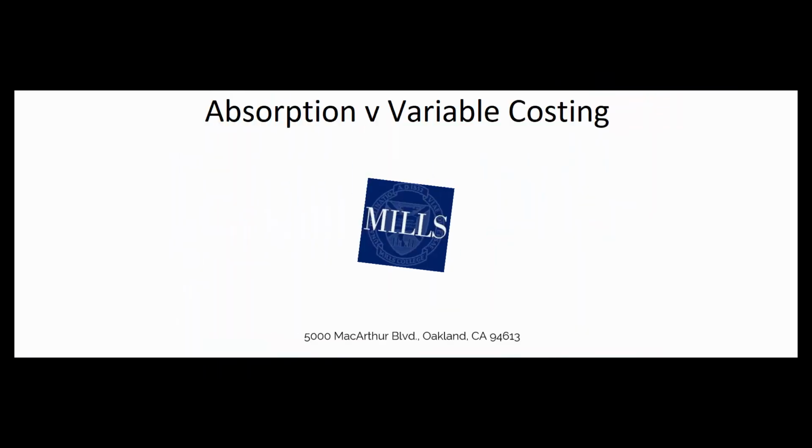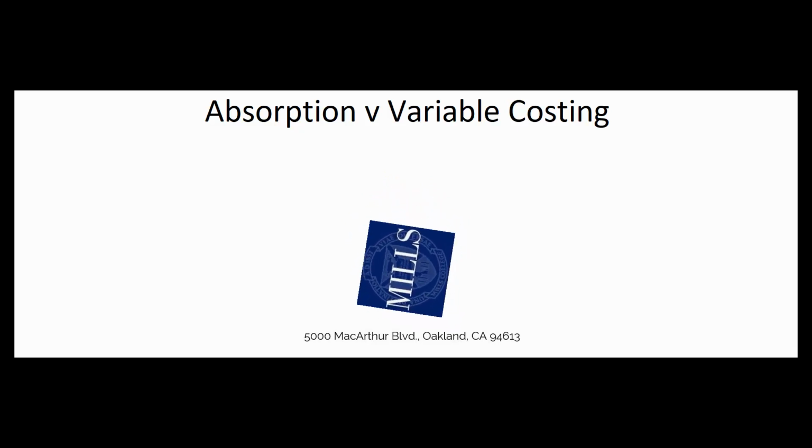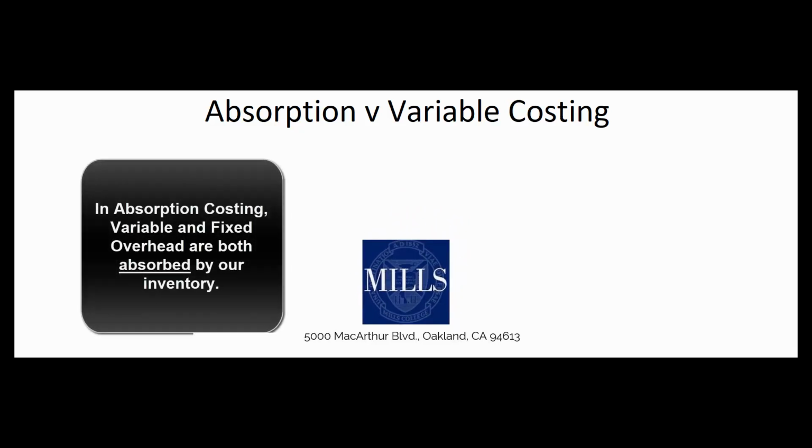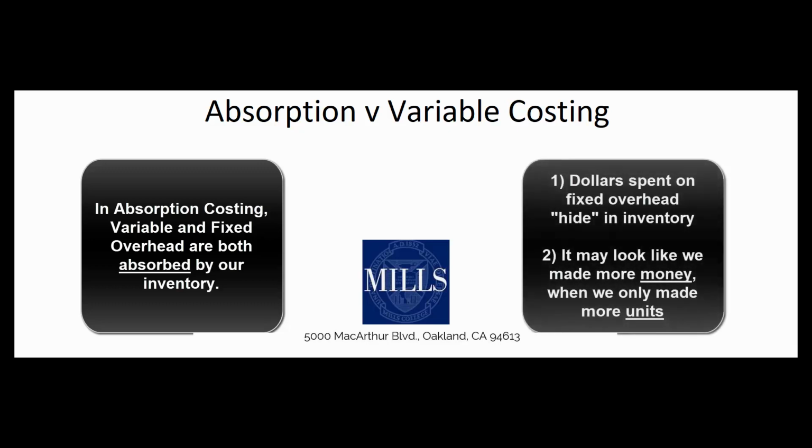Okay, let's talk about absorption costing versus variable costing. Absorption costing is what we've been learning all along. All overhead, whether it's fixed or variable, gets absorbed into the units that we make and hangs out in finished goods until it's sold. The problem is that that can lead to two misleading facts. First of all, fixed overhead can hide out there in finished goods, and secondly, if we make more units than we need, those extra units are absorbing costs that otherwise would have been allocated to the units that we sold, so it looks like we made more money when all we did was make more units.